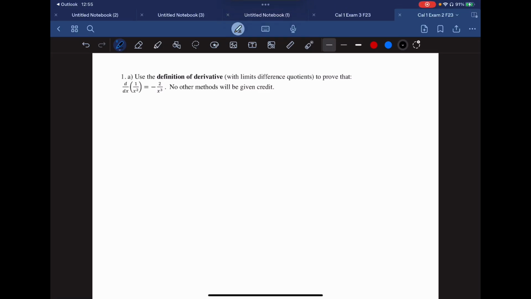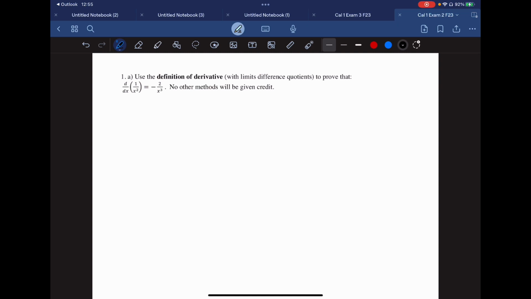All right, so here we're going to be looking at 1a. Use the definition of a derivative with limits and difference quotients to prove that the derivative of 1 over x squared equals negative 2 over x cubed. No other methods will be given credit.